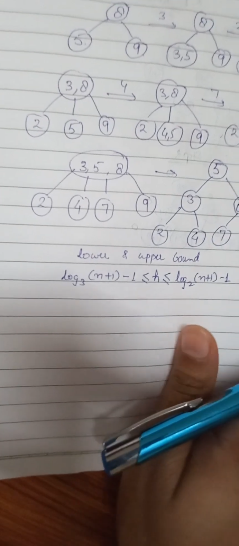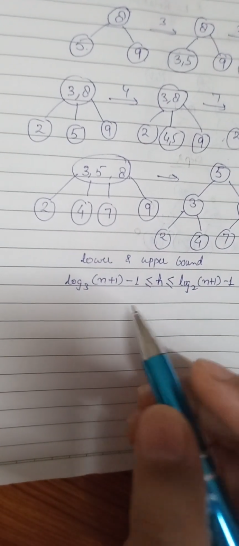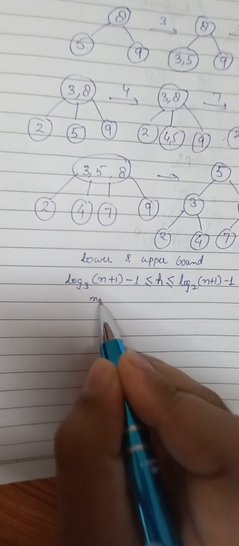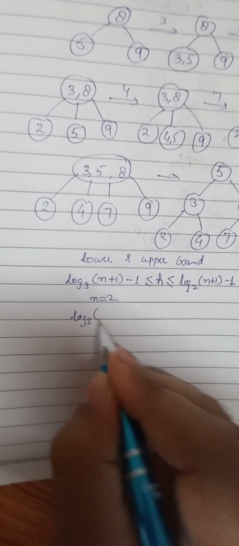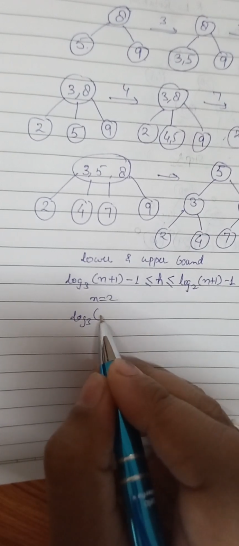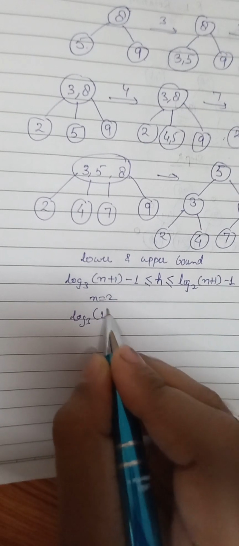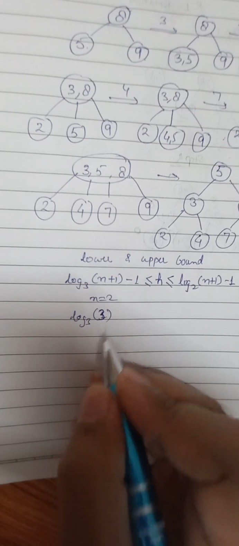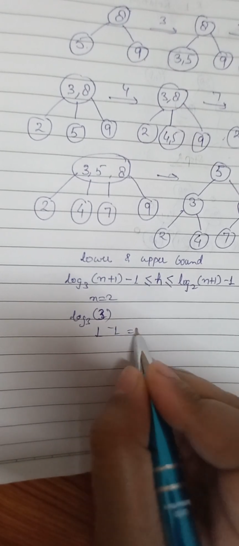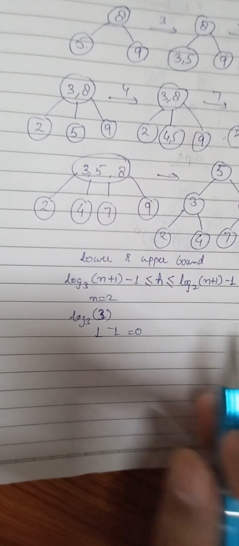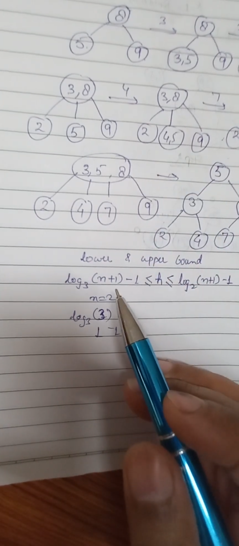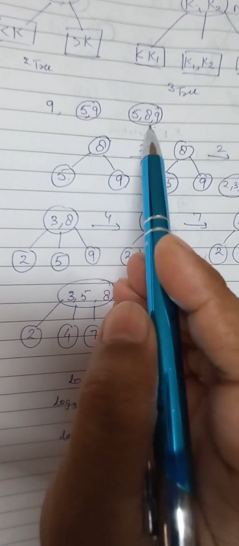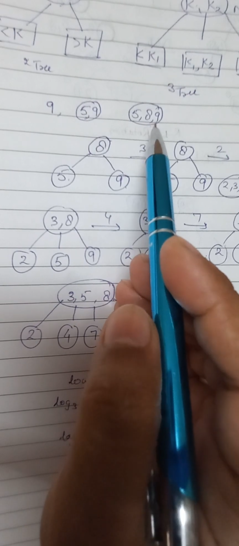So how it is working over here, we can put in a value. Suppose we put the value of n equal to 2. Then it will be log base 3 of (2 plus 1), right? So 2 plus 1 is 3. Log 3 base 3, its value will be 1, and minus 1, so we can say the height is 0. Suppose 2 or 3 nodes are there, then there is level 0, so we can say the height is 0, right?